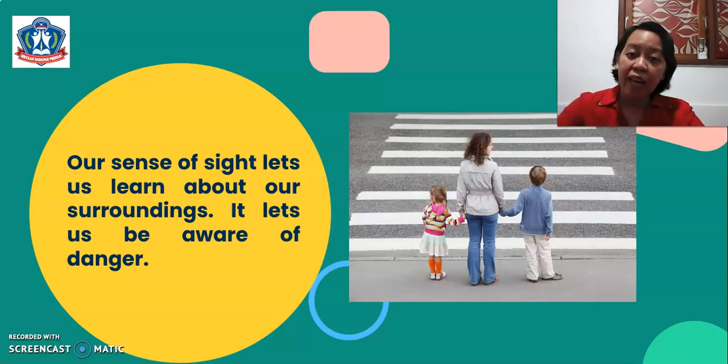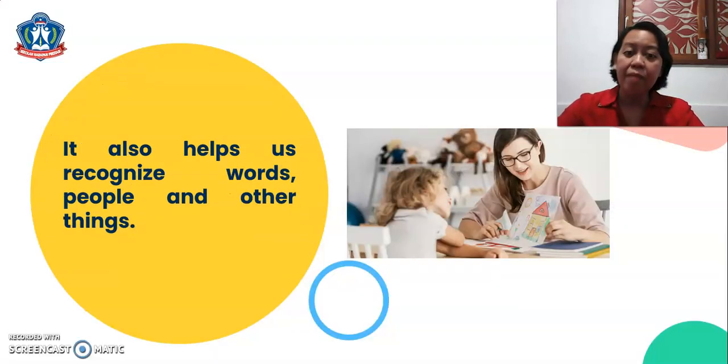Our sense of sight lets us learn about our surroundings. It lets us be aware of danger. Look at the picture here of a mother holding her two kids and they are about to cross the street. So children, always remember to look at the traffic light so you will not have accidents when you want to cross the street, okay?